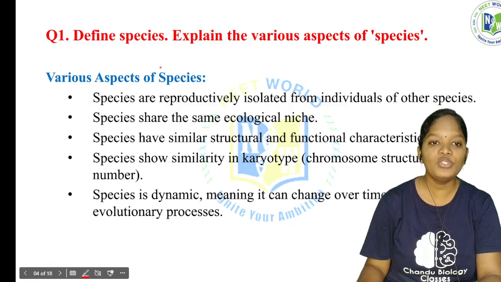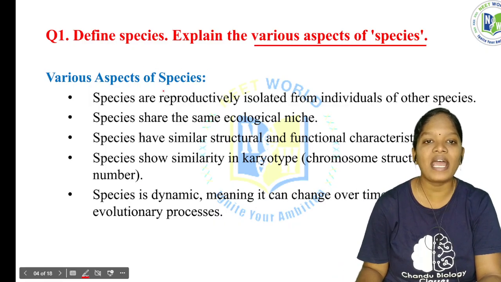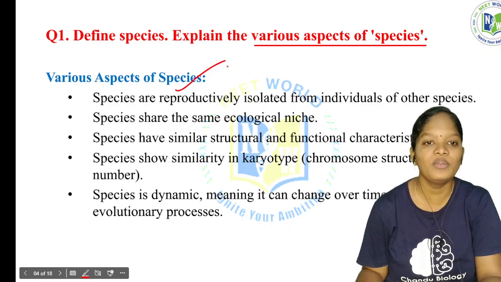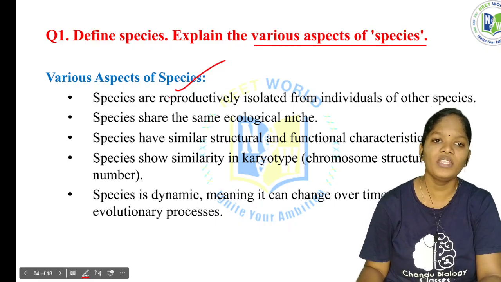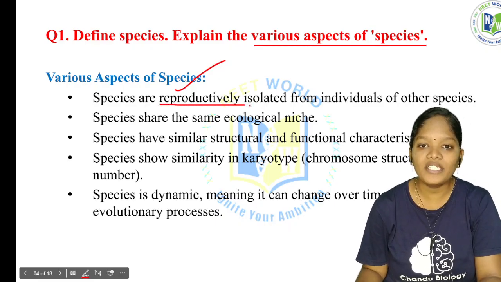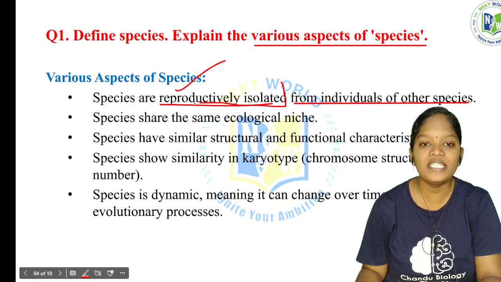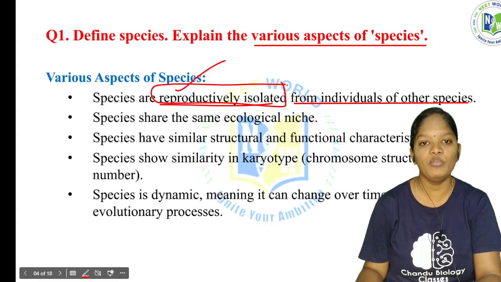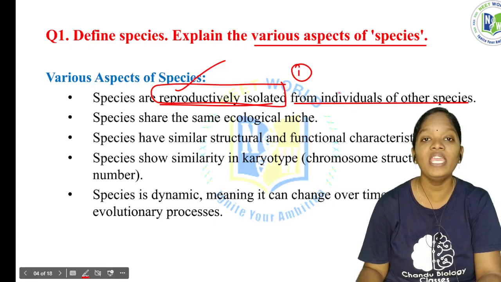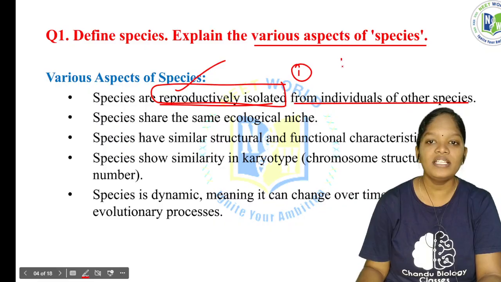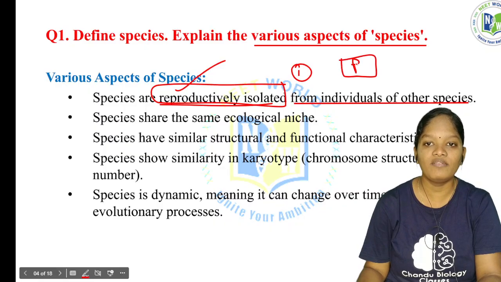Now you should understand the various aspects of the species. Species are reproductively isolated from individuals of another species. This is a key word and very important: reproductively isolated. Consider this is a population, population 1, and this is a population, population 2.